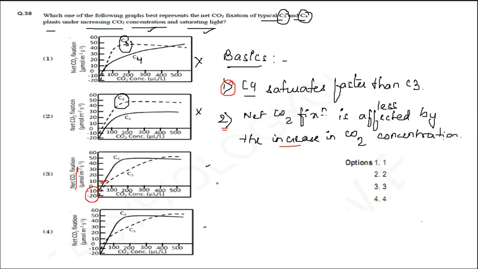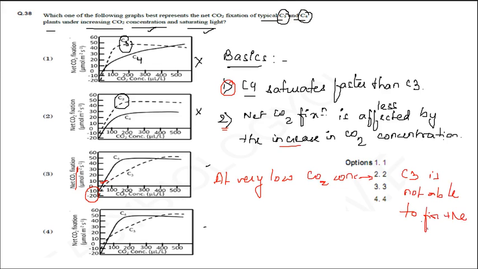So what is the conclusion? At very low CO2 concentration, C3 is not able to fix CO2, but C4 can. So the other graphs become wrong because they say C4 cannot fix at low CO2 concentration. This graph shows that C4 can fix but C3 cannot. So 3 is our correct option. I hope this question is clear to you.